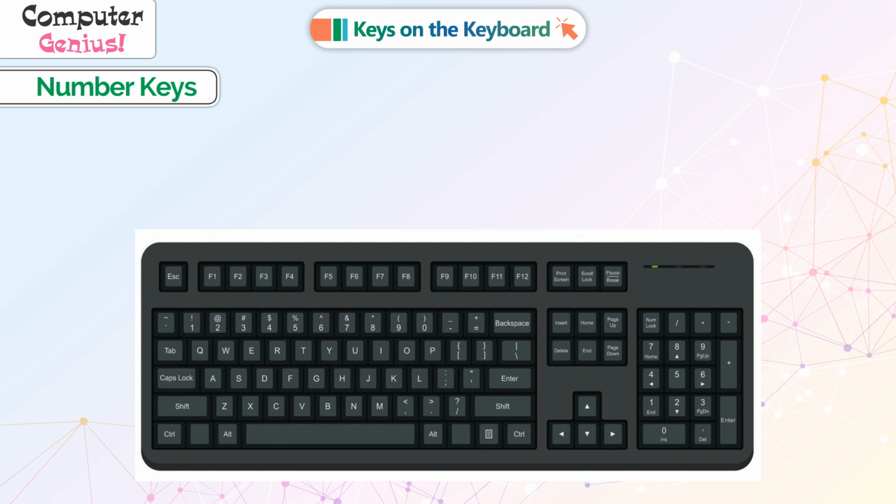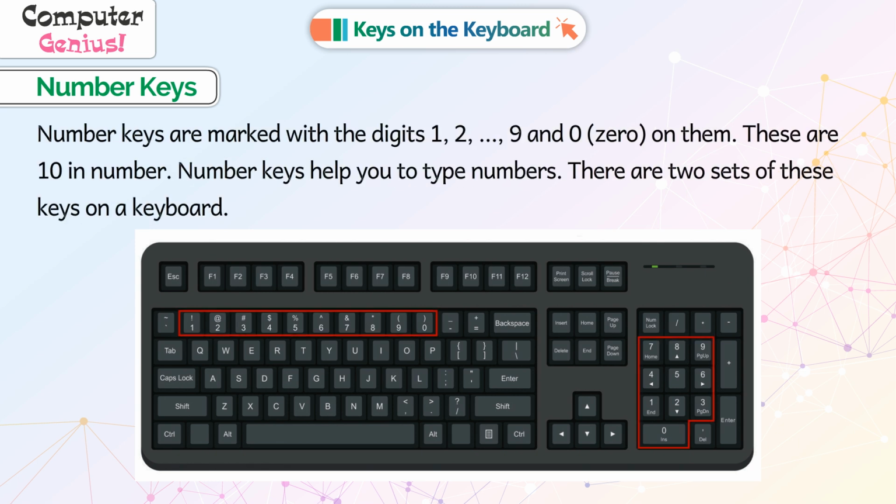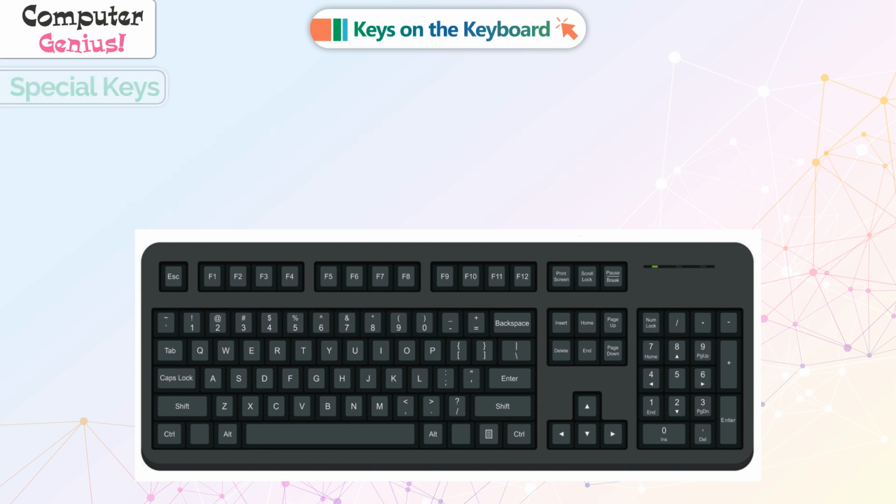Number keys. Number keys are marked with the digits 1, 2 till 9 and 0 on them. These are 10 in number. Number keys help you to type numbers. There are two sets of these keys on a keyboard.